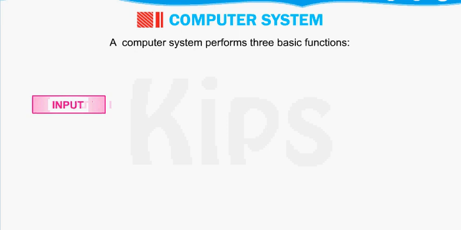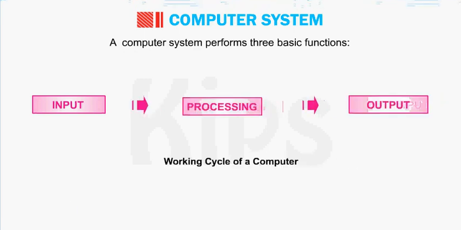Now a computer works on three basic functions. If we ask what a computer does, we will say it works on three basic functions. First is input. Whatever we give to the computer is input. After that, processing is there. Processing means what is done by the computer in the CPU. And then we get output. So a computer works on the IPO model: input, process and output.